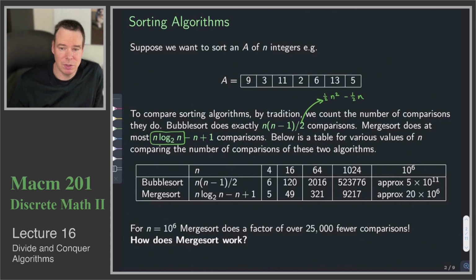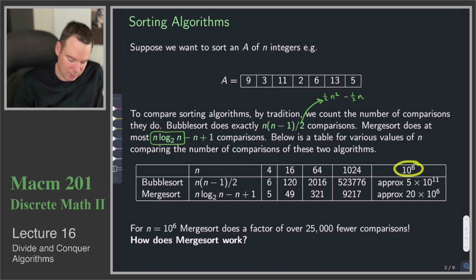But time savings really comes into play the longer the array is. If we're doing an array of length 16, bubble sort will do 120 comparisons, whereas merge sort only does 49. For an array of length 64, bubble sort does a little over 2,000, merge sort does a little over 300. For an array of length 1024, bubble sort does over 500,000 comparisons, but merge sort is less than 10,000.